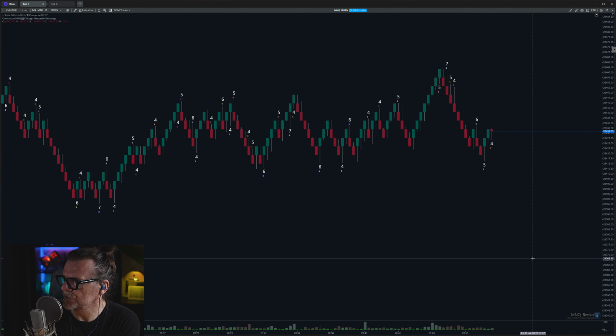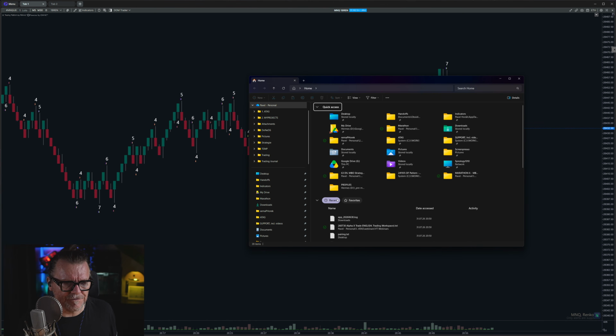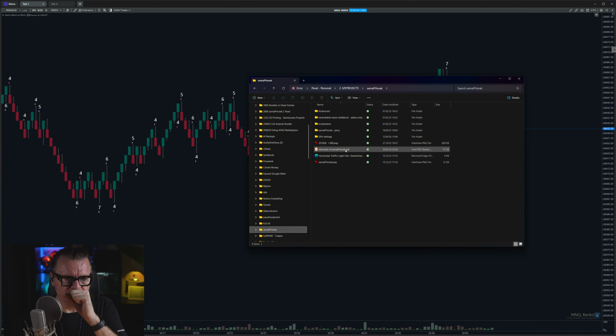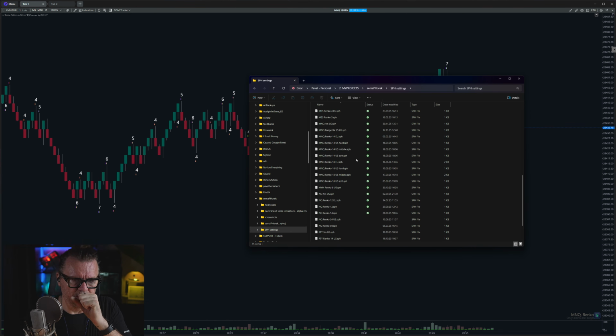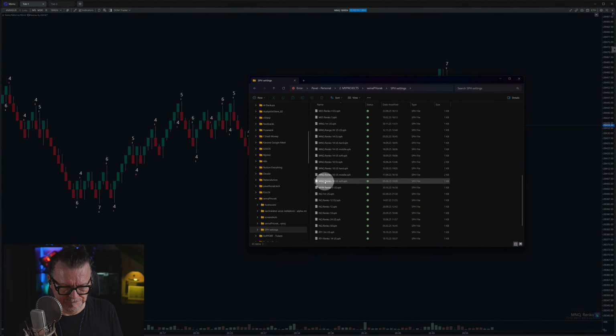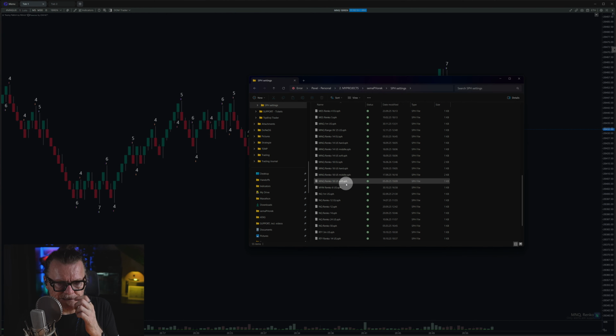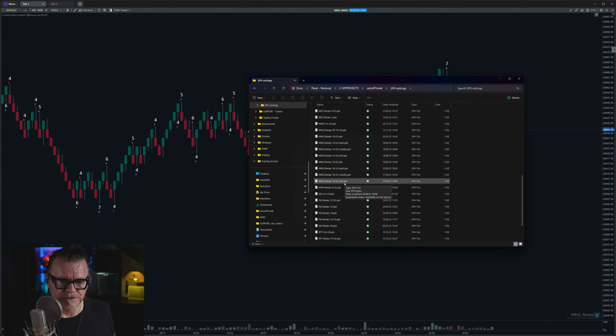Do you personally use auto-calibration mode? No, I don't. I calibrate it manually. And basically I don't calibrate it at all. Because when I go back to the setting files, look at that. And I show you the MNQ settings. So these are settings from September the 5th, 2025. These settings are 10 months old, 9 months old, 11 months old.